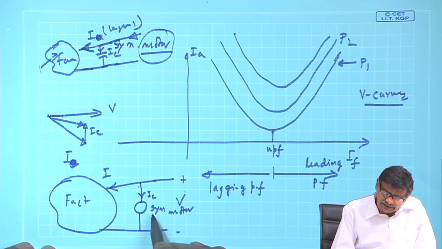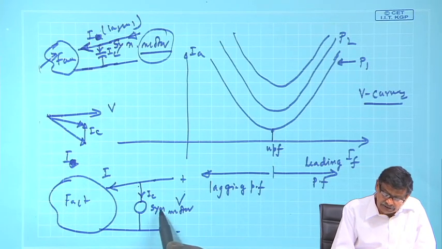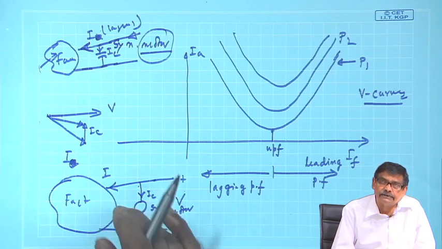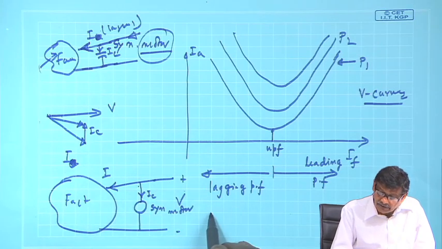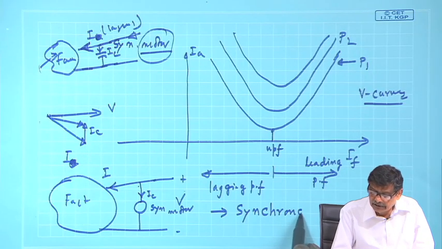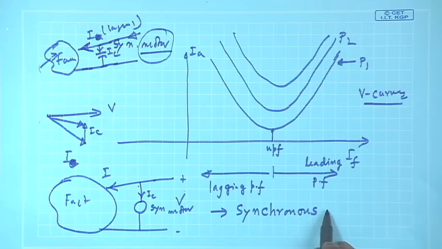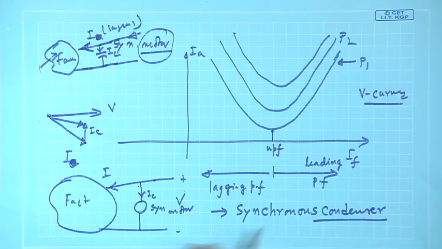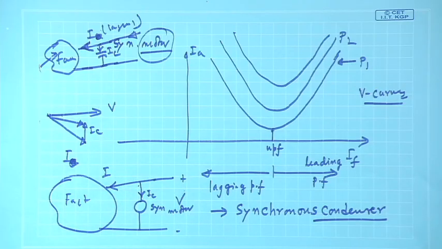and in that case, when a synchronous motor is used to draw a leading current, it is called a synchronous condenser. A synchronous condenser is nothing but an overexcited synchronous motor. This was one of the uses, and it is after all a synchronous motor. This synchronous motor can supply both your mechanical load as well as provide leading current. That was the idea. Okay, understood this point.